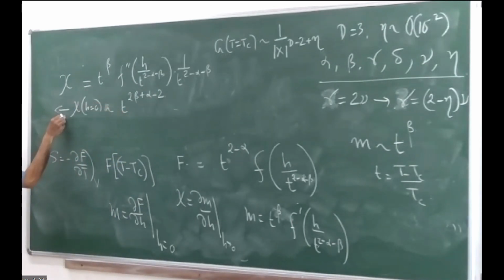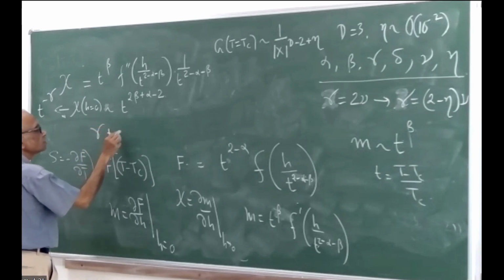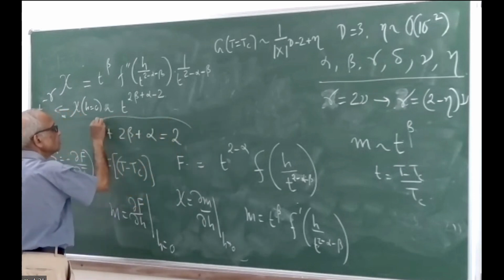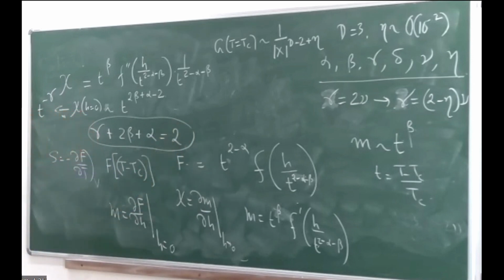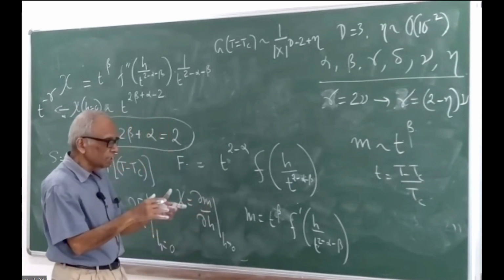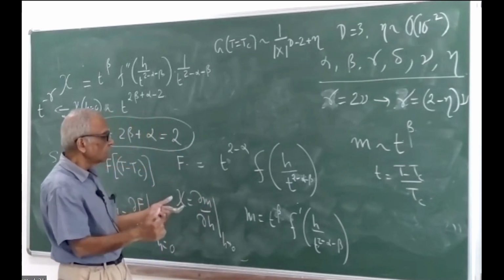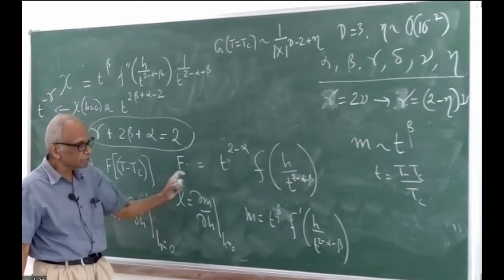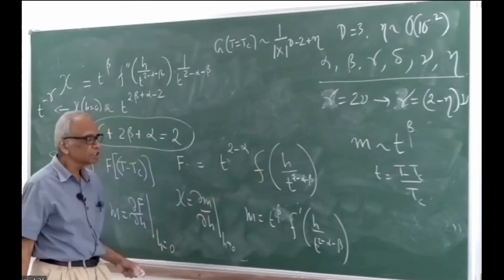But this, by definition, is like t to the power minus gamma. And therefore, gamma plus 2 beta plus alpha is equal to 2. So you make use of this structure. You have defined the exponents, so that at least the magnetization comes out right, and the free energy comes out right, if the free energy has a structure like this.